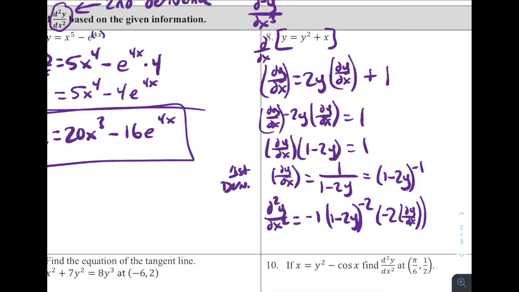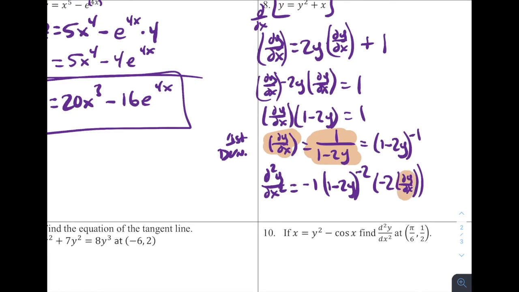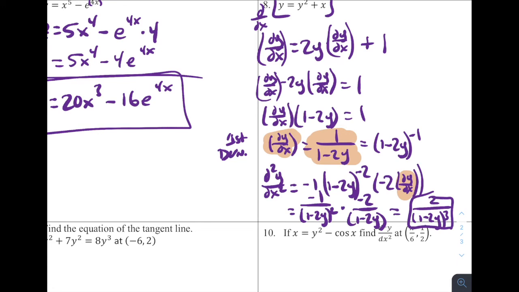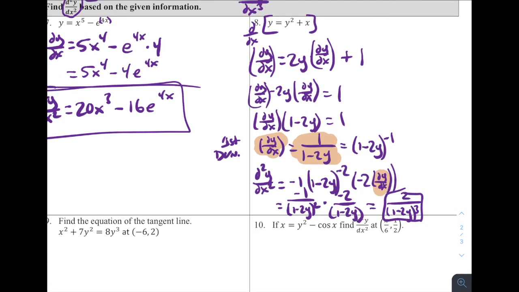And so here we would need to substitute in for that dy dx, which we know is this function here, which I'll highlight. We know that dy dx is this 1 over 1 minus 2y, and we're going to substitute that in for this dy dx over here. This looks like this is going to be equal to negative 1 over 1 minus 2y squared times negative 2 over 1 minus 2y. So if we do that, that looks like this is going to be equal to 2 over 1 minus 2y to the third power. And that would be our second derivative for problem number 8.